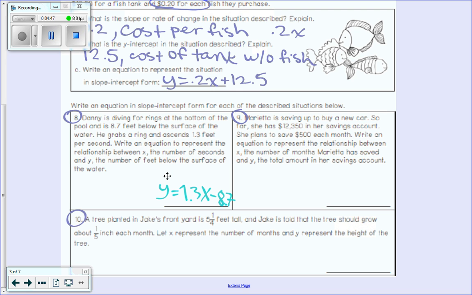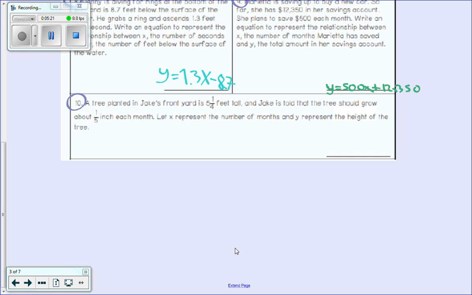Clarify anything on that one? We're good? Awesome. Number 9. Do we have a volunteer? All right, go for it. Marietta is saving up to buy a new car. So far, she has $12,350 in her savings account. She plans to save $500 each month. Write an equation. Good. Y equals 500x plus 12,350. One big clap. 1, 2, 3. Questions?